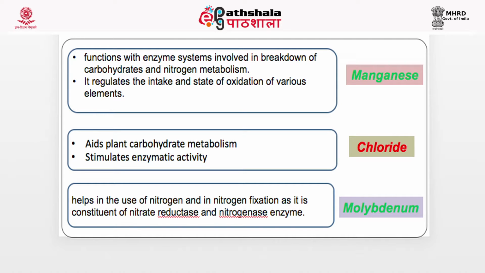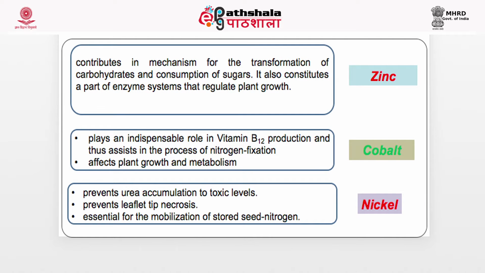Chloride helps in carbohydrate metabolism in the plants. It stimulates enzymatic activity. Whereas molybdenum helps in the use of nitrogen and in nitrogen fixation, as it is a constituent of nitrate reductase and nitrogenous enzymes. Zinc contributes to the mechanism for the transformation of carbohydrates and consumption of sugars. It also constitutes a part of enzyme systems which regulate plant growth.